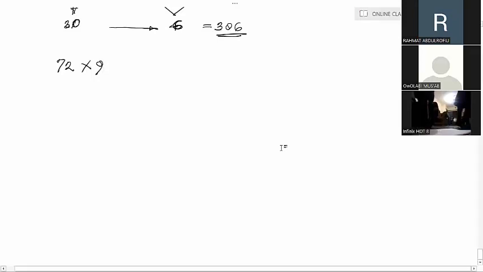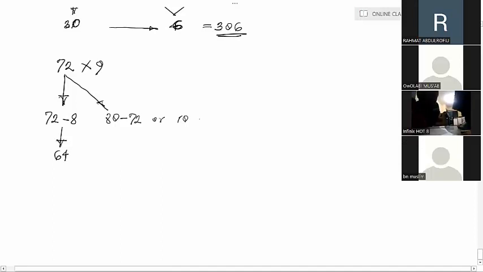Now let me explain it. How do we explain it? You take this down. 72 is in the 8 category. 72 minus 8, that is 64. Then we say that is either 80 minus 70, or we use 10 minus 2, which is what? 8. Combine them together, our answer is 648.